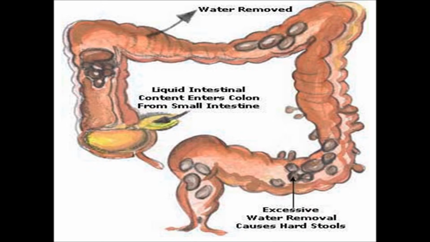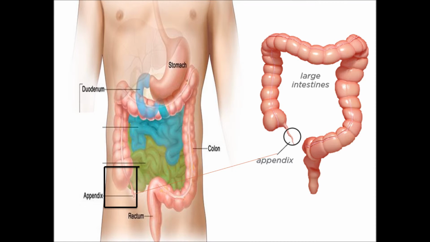The water and mineral salts are absorbed in the large intestine. The fecal matter containing undigested food material such as bile pigments and dead bacteria is formed in the large intestine and pushed into the rectum. Lastly, the appendix is a finger-like structure present at the place where the ileum meets the large intestine. Thank you.